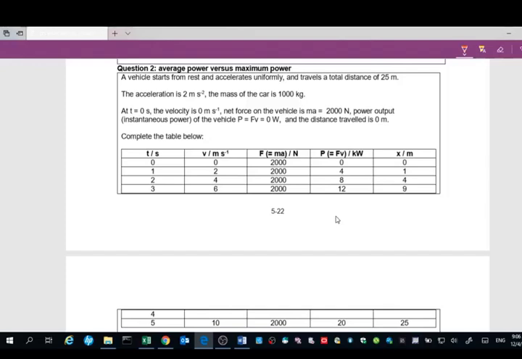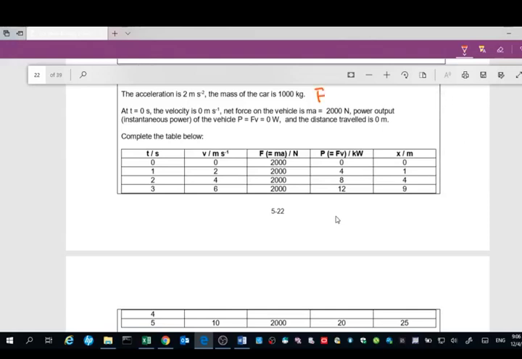Okay, the net force is 2000, so you simply compare this to F equals ma. You find that they are consistent. M is 2, A is 1000, so it's 2000 Newton here. So the column for F, everything should be a constant 2000. So the missing table value here should be 2000 also. Okay, so you're asked to complete the rest of the values in the table. There's one row missing at time t equals 4.